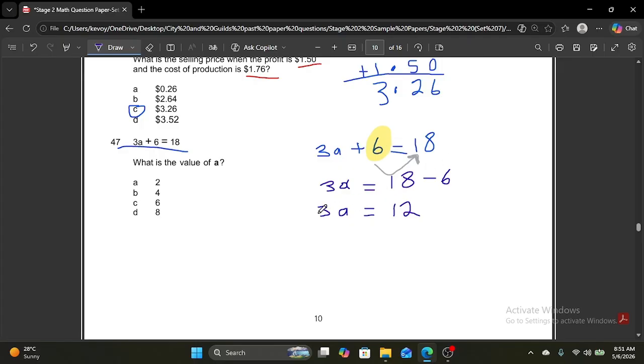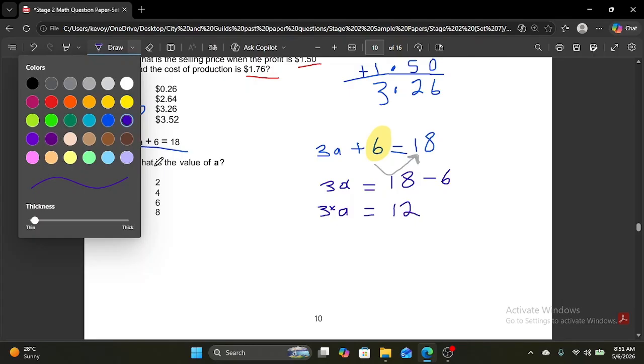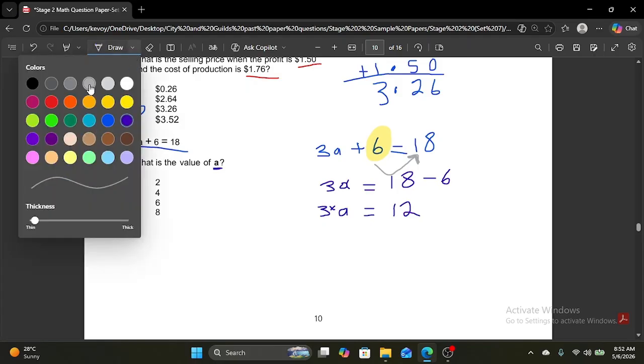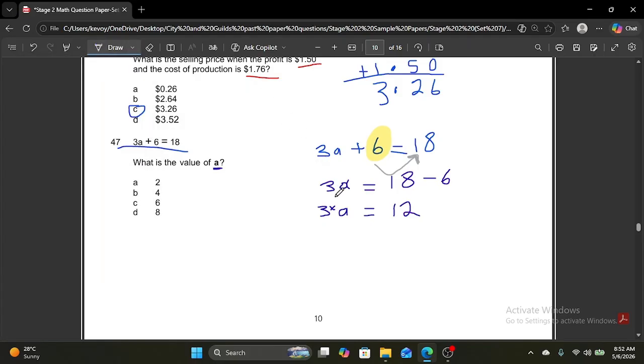Alright, so now we have 3a is equal to 12. What is the 3 doing to the a? The 3 is multiplying the a. That's what 3a means, 3 times a. If this is 3 times a and we need to find out what the value of a is, that means the next number that we're going to move, and it's always in this particular order, don't move this first.